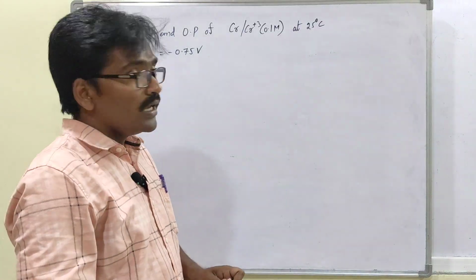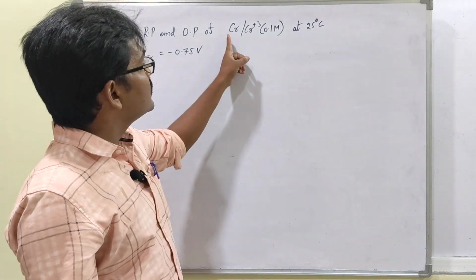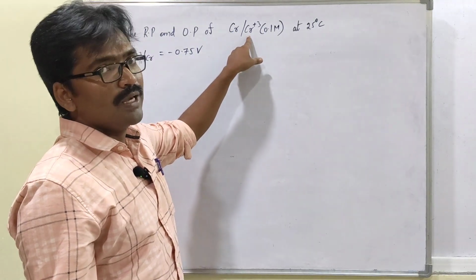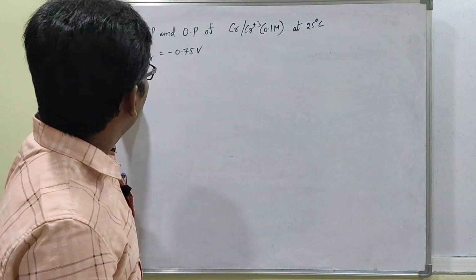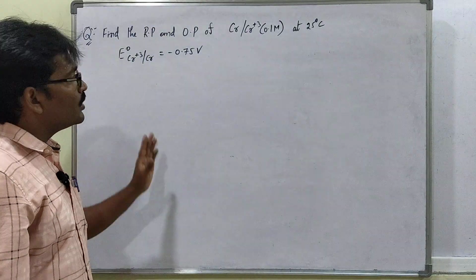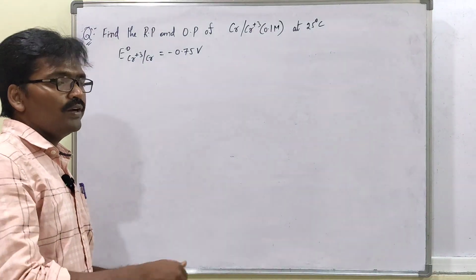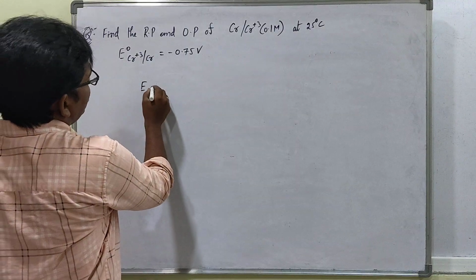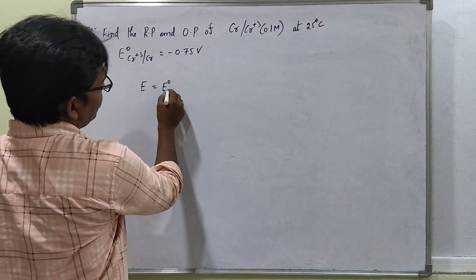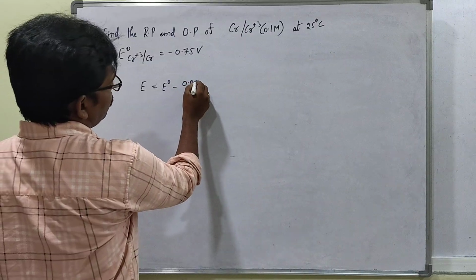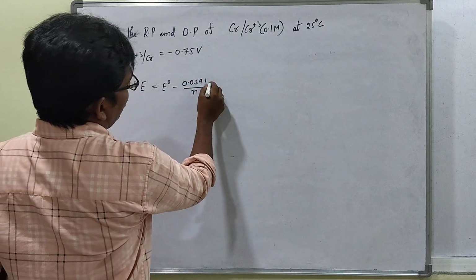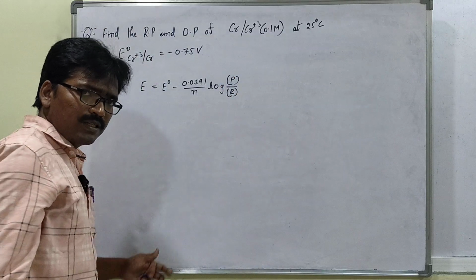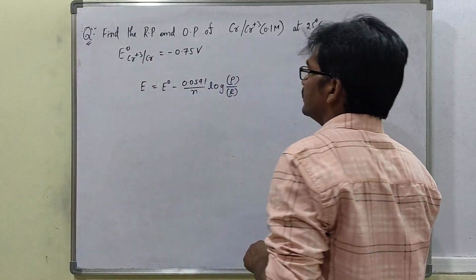So this is the question: you have to find out the reduction potential value as well as the oxidation potential value. Here one thing you have to remember: the cell is given from metal to metal ion, but the electrode is given as metal ion to metal. So based on the reduction potential value, you have to find out first. So E cell equals E naught cell minus 0.0591 divided by N log product concentration divided by reactant concentration. This is the formula, right? This is the equation for that.